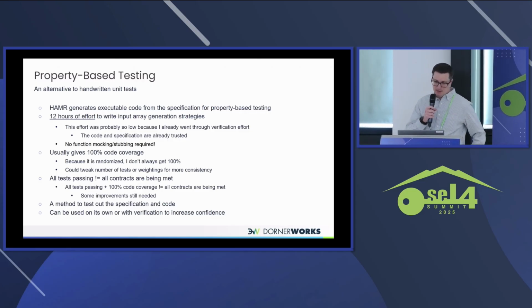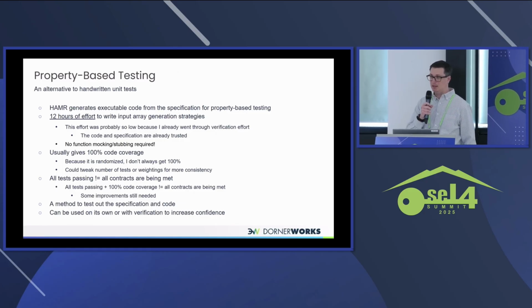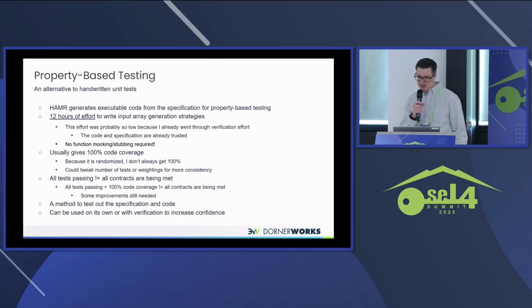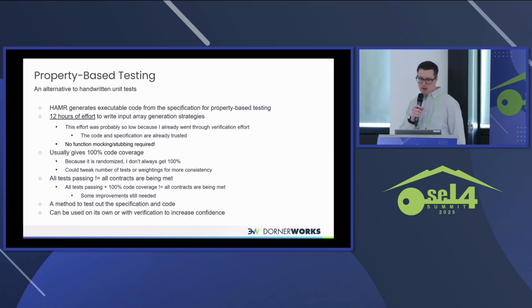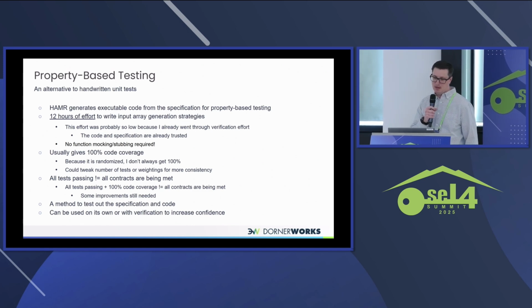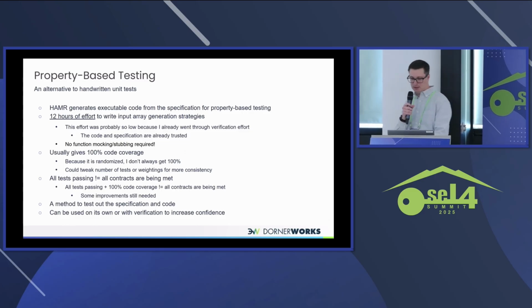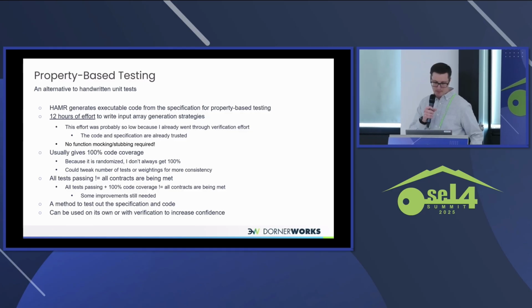But a nice thing with this is that now I didn't have to do any of that function mocking and stubbing. That's all done for you by HAMR. And with my effort, I usually get about 100% code coverage. However, because it's randomized, I don't always get 100. I could probably tweak the number of tests or tweak some of the weightings to get more consistency, but it didn't feel especially useful at the time to continue working on that.